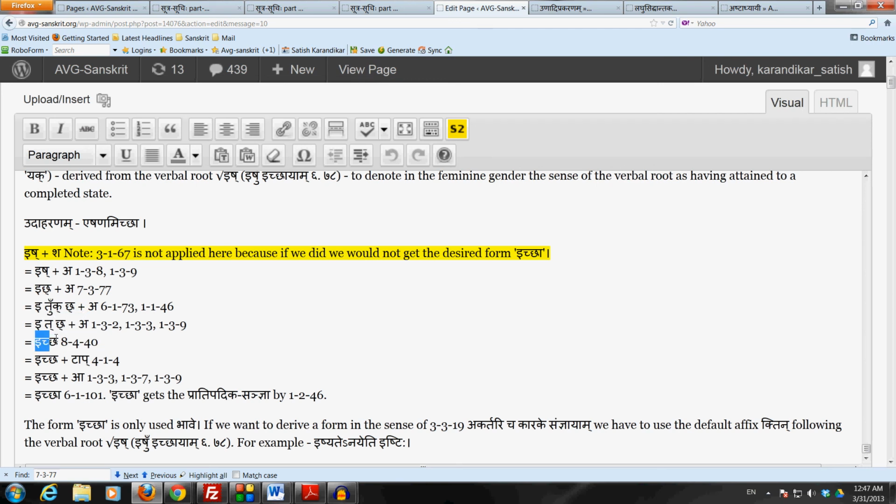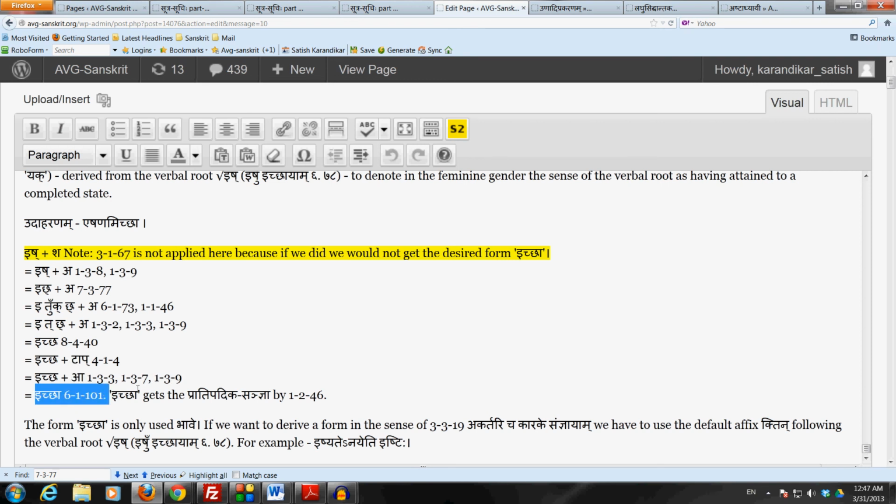and then we apply ajadyatashchap, in the feminine gender, bringing the affix tap. So we get ichchha tap. Anubandha lopa: pakarasit sanya by halantyam, takarasit sanya by chutu, tasya lopah. We get ichchha and finally akah savarne dirghah gives the form ichchha.